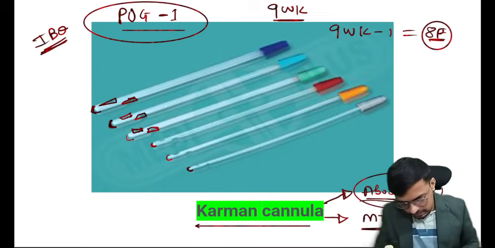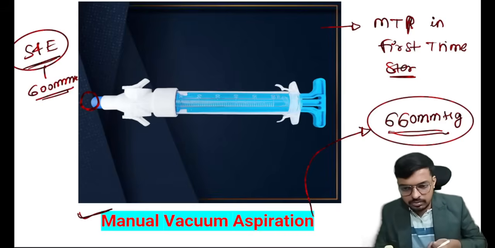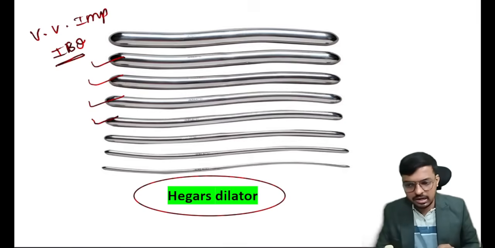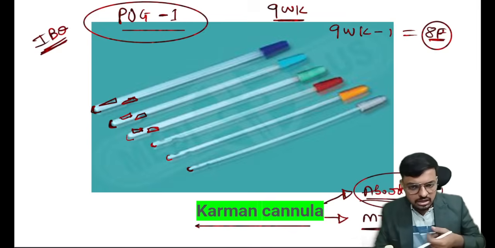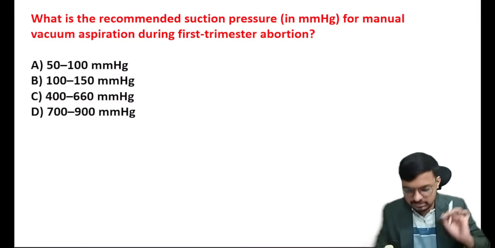We attach it to the manual vacuum aspiration syringe and insert it inside the cervix after dilating the cervix with the help of the Hegar dilator. We insert this Karman cannula inside the uterus and suck out all the products of conception. That is the very important thing we have to keep in mind. The next question is in front of you all.